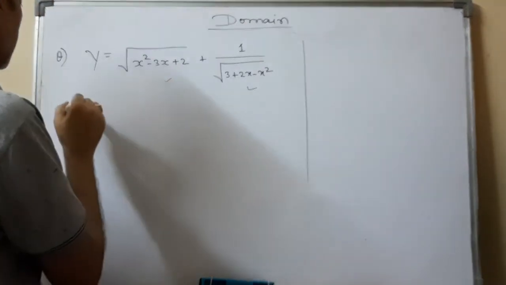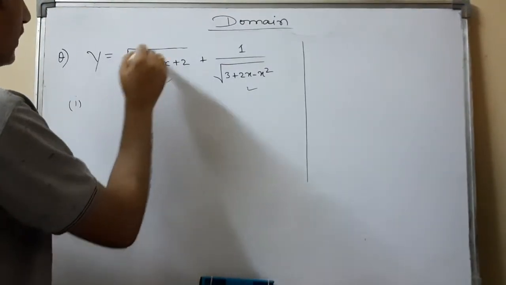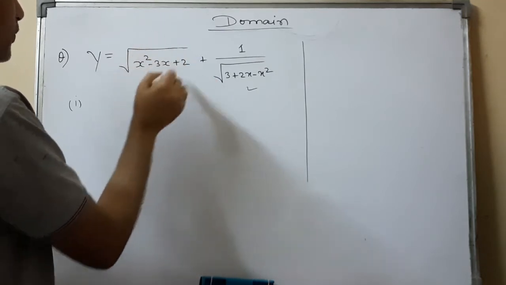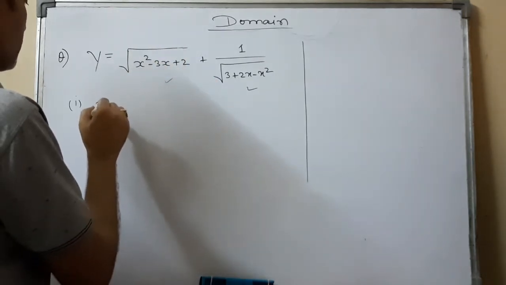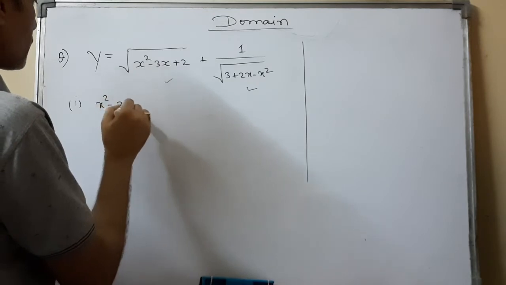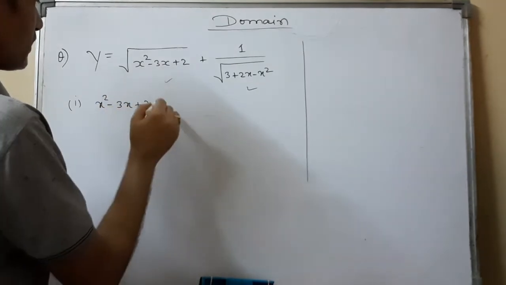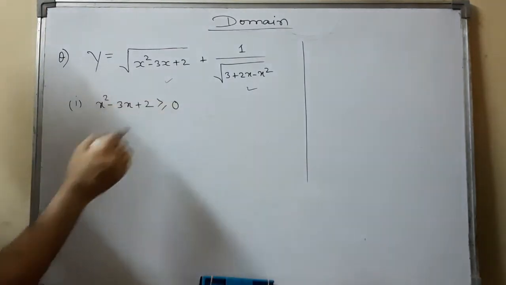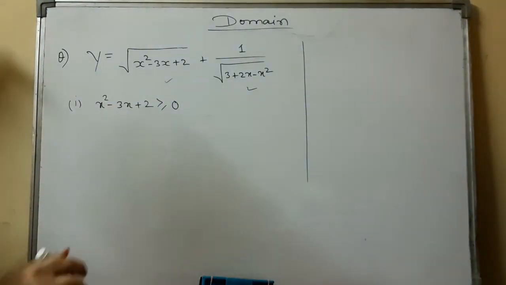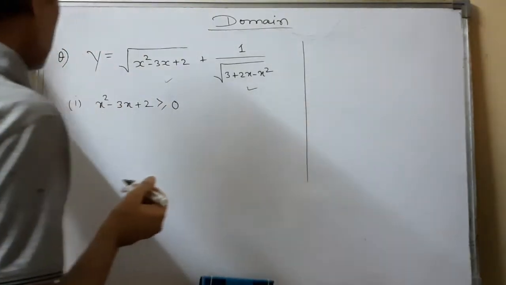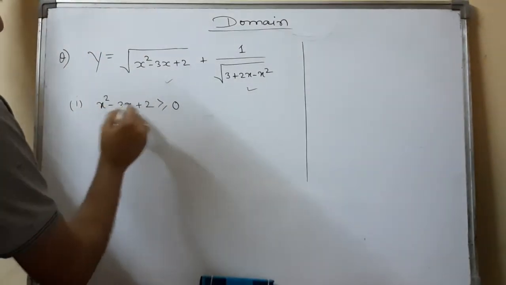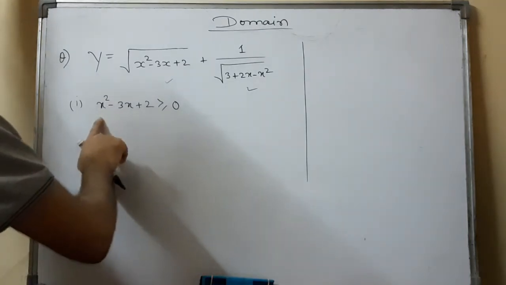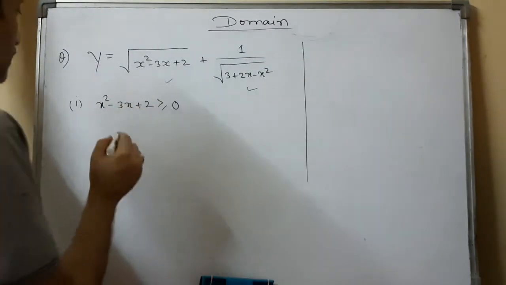So first thing, we will try to define this. For what values of x is this square root defined, meaning x square minus 3x plus 2 should be more than or equal to 0. Now how to find out these values of x? You can factorize this and get the values of x for which this becomes equal to 0.